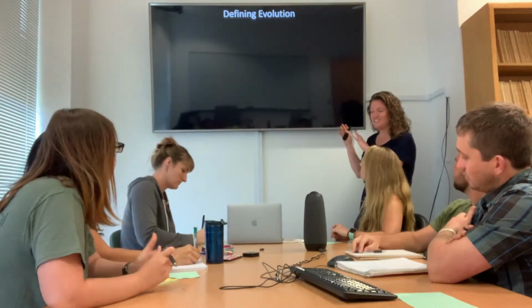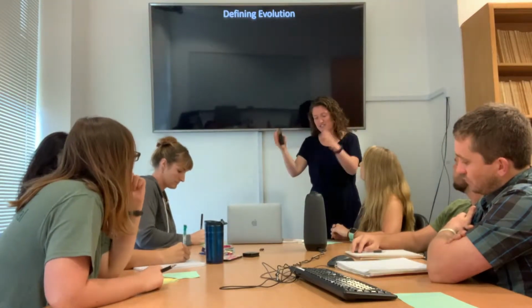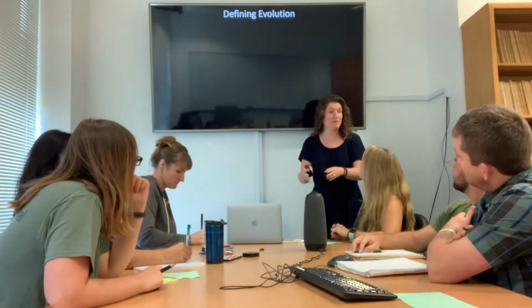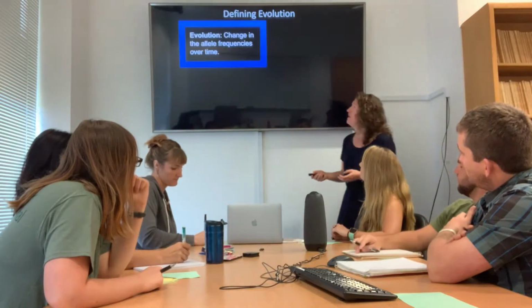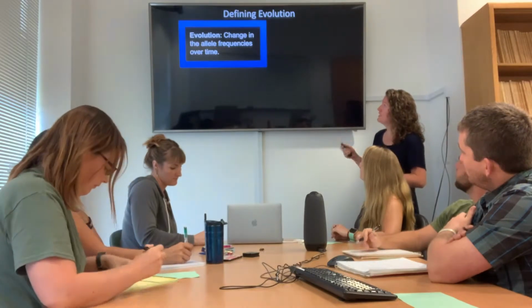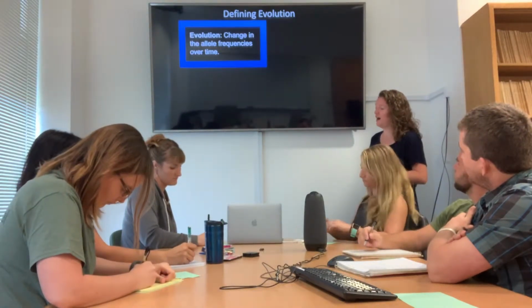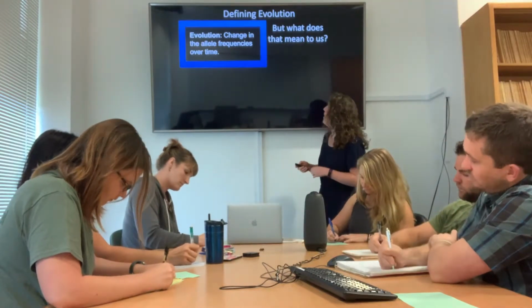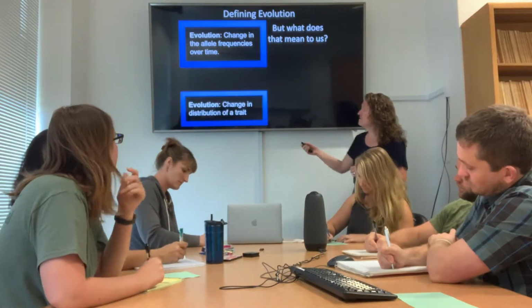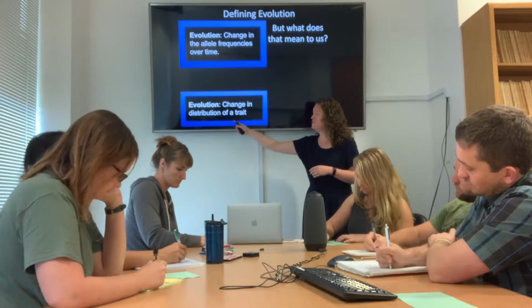And so this is placing this in a context that's not just thinking about a population at a single time, but looking at variation in populations through time. And so evolution is just changes in allele frequencies over time. We haven't gone much into the genetics yet with this lesson, so what that means to us is that we're thinking about changes in distribution of a trait.